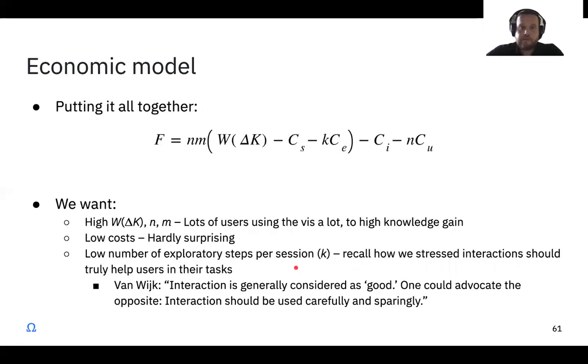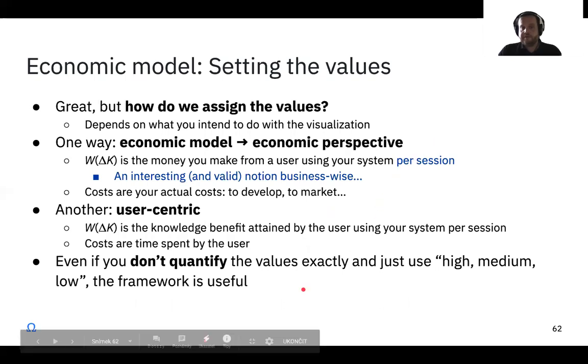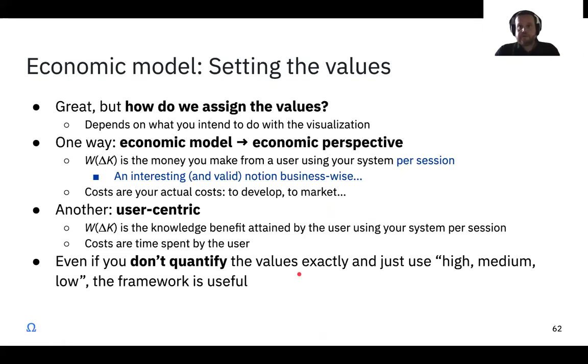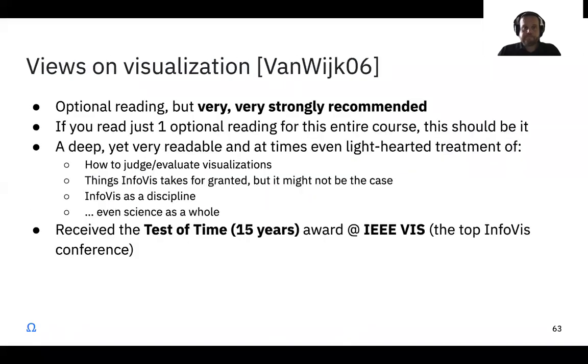So if you go here and you just say, okay, I only have moderate worth of knowledge gain, and my costs are super high, then it tells you something, right? So even if you do this not as an equation, but as an intellectual exercise, this might also shed some light on strong and weak points of your approach.